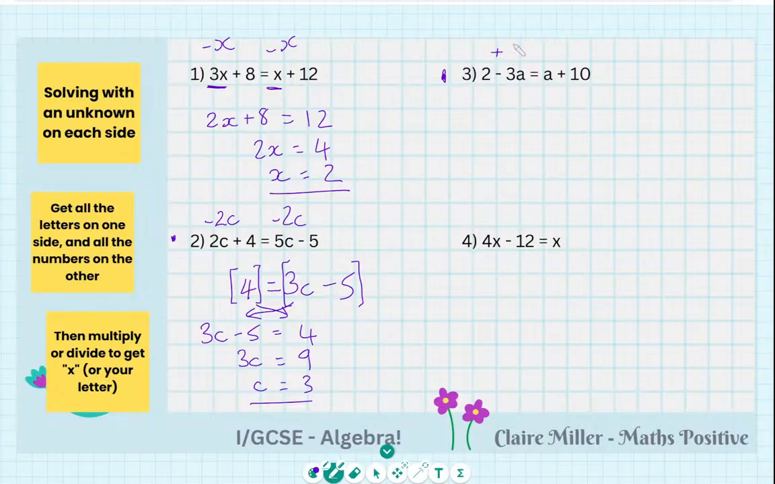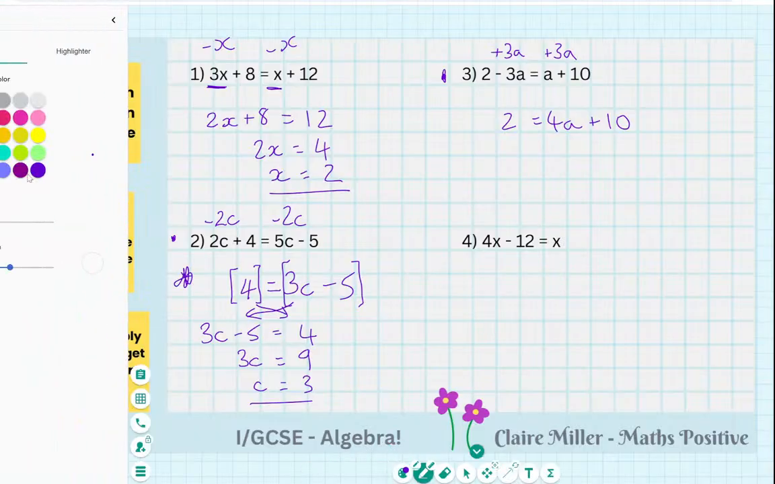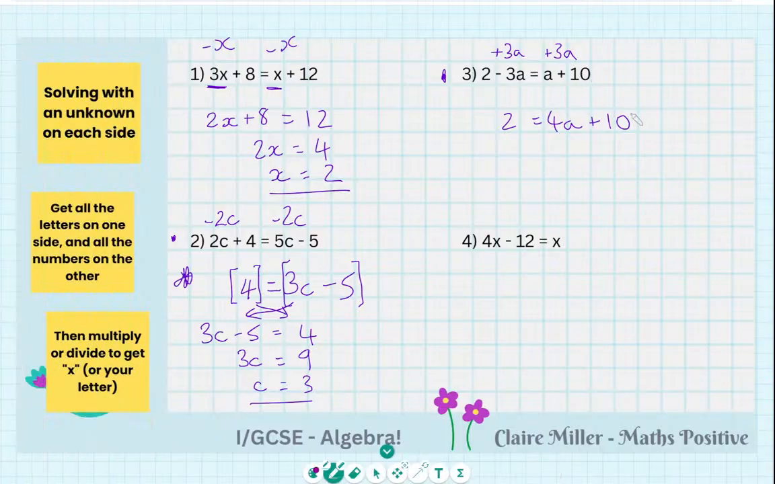So I'm going to add 3A to both sides. And this will stop me having any negative letter terms, negative variables. So I'm going to end up just with a 2 on this side. A add 3a, that's 4a on this side, plus 10. Like I said, we can swap the sides over like I did here. I'm going to carry on without doing that so that you can see that that's absolutely fine as well.